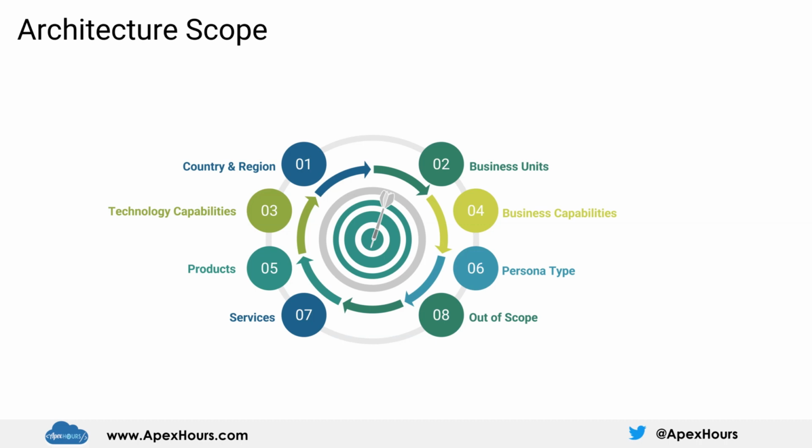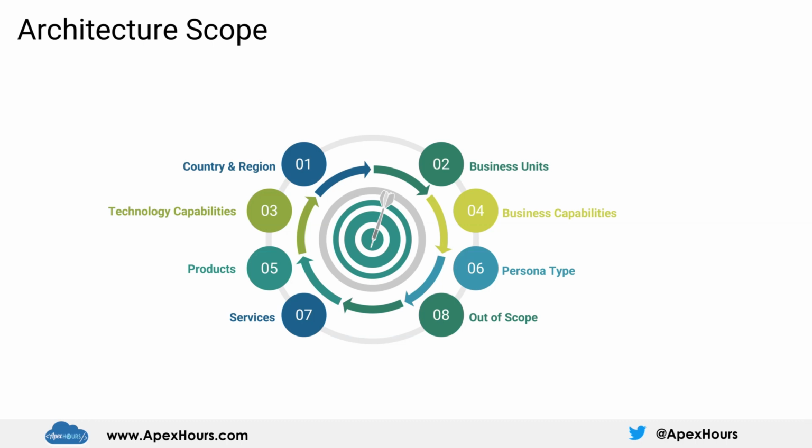Then the business capability itself. You might have a payment capability, an e-signature capability, a document generation capability, or it could simply be a marketing capability or service capability that we are talking about. So we need to think about which business capabilities are in scope and what the linkage is between the business capabilities.